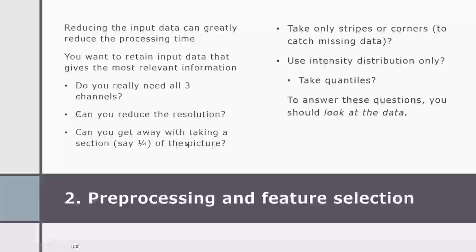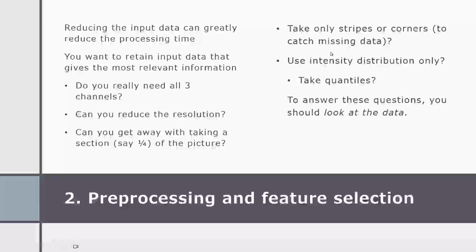If you have missing data and you happen to choose a corner that doesn't have missing data, this could be a problem. So you can reduce your picture intelligently by taking only stripes or corners. And I'll give an example of that below.